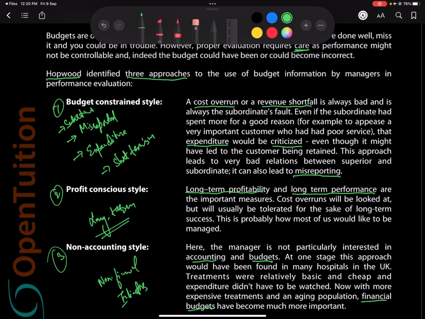In terms of profit conscious, even though you're implementing a certain project and the cash flow comes 3 years down the line, it's still a good way of managing. Whenever you're evaluating budgets, the profit conscious style is a good way to tolerate cost overruns, because you will need some overrun in the beginning of the project so that we can reap the benefits later on, right? So in the overall long term the performance is good for the organization, right? So that should be the approach, right?